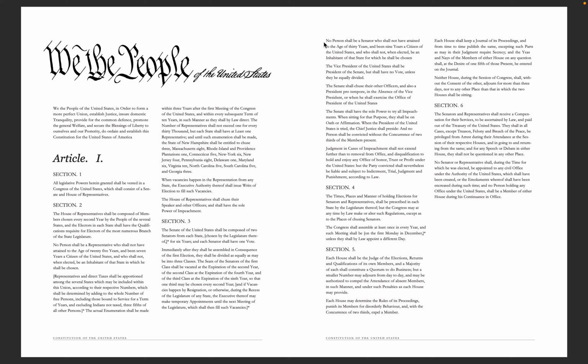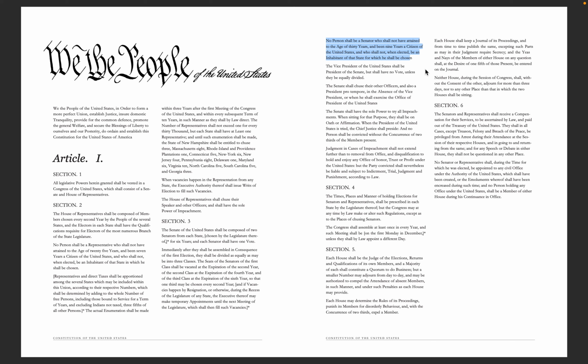So this next part basically lays out the rules for the qualifications that you have to have in order to become a senator. No person shall be a senator who shall not have attained the age of 30 years and been 9 years a citizen of the United States. This is a little higher than the House of Representatives because the Senate is the upper house and the House of Representatives is the lower house in Congress. So it's a bit more elite.